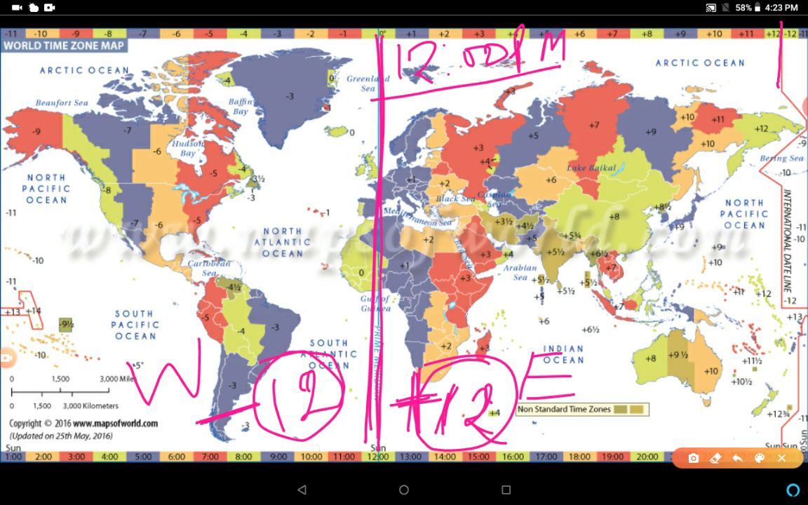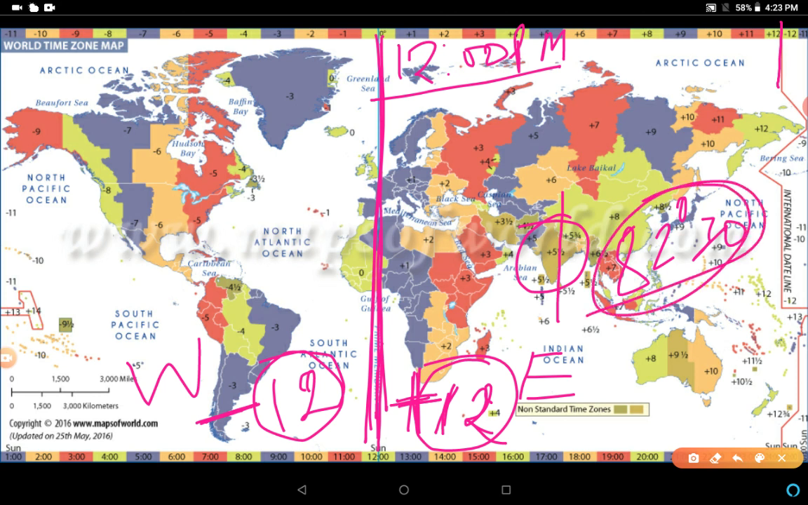Getting my point? For example, India. India is plus 5.5. Plus means it is ahead 5.5 hours of GMT. Why? Because its standard meridian is 82 degree 30 minutes. So the difference of this degree will be multiplied by 4. The answer will be 330 minutes. It means we'll convert into hours, 5 hours 30 minutes.